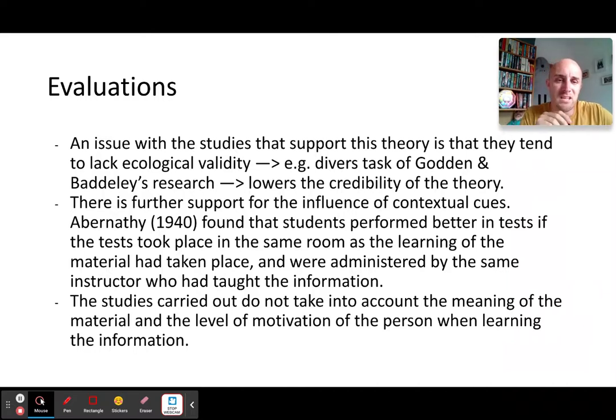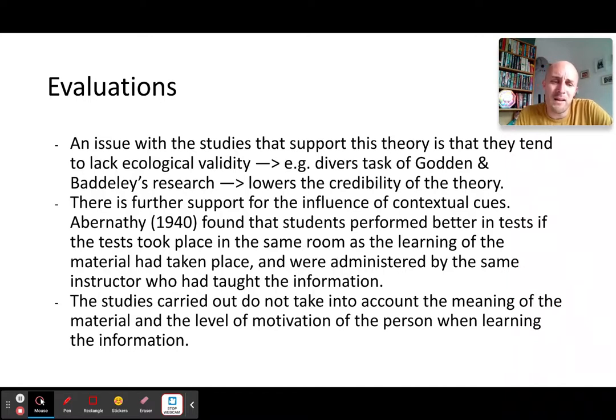A problem with this theory is that it is backed up by a lot of research that doesn't tend to have ecological validity. This whole divers thing, I've dived once and it was in a swimming pool and there was no one floating there with laminated card trying to show me things, trying to get me to remember, right? I couldn't remember to breathe properly, let alone knowing what words were in front of me. So it does lower the credibility of the theory because a lot of the tasks, they're just not real to life. There is further research and Abernathy, you probably worthwhile knowing, I think.